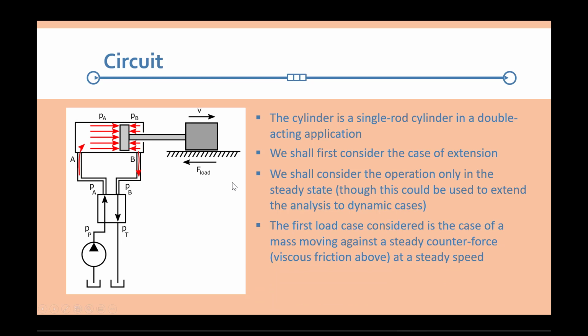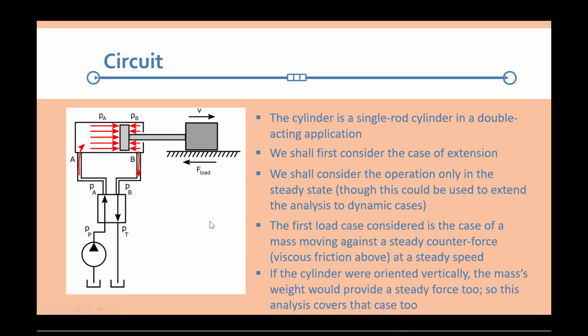I've already said this, but it's a case of moving a mass against a steady counterforce, which I call F load here, at a steady speed. That's a very common application. In fact, I've shown this load here really as a result of viscous friction. So if you were moving a mass at a steady velocity in an application that had viscous friction, you would get a steady force in return. But it also covers the case if we turn the cylinder vertically and we're simply lifting a weight at a steady speed.